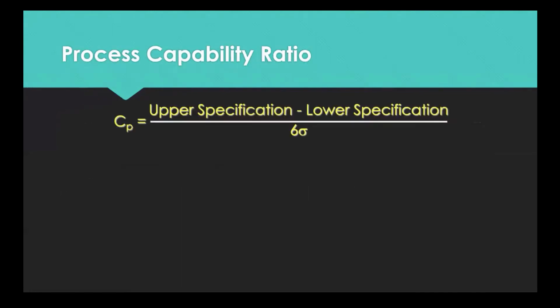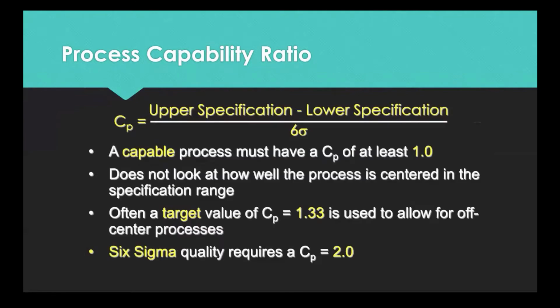Here's a process capability ratio that you can calculate. That's CP, the process capability ratio, equals upper specification minus lower specification divided by 6 times sigma. And this is a capable process. A capable process must have a CP of at least 1.0. So if CP results in 1, then you can say, oh yeah, this is a capable process, pretty good process. You can say that.